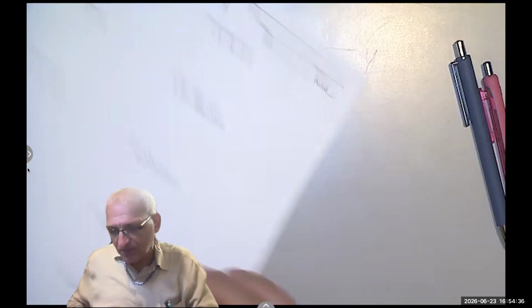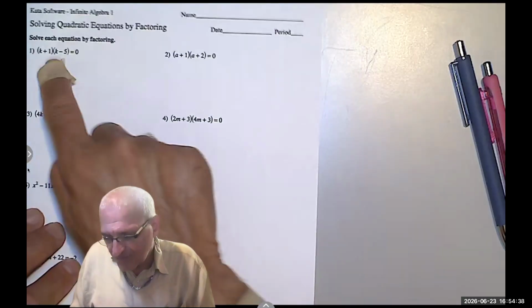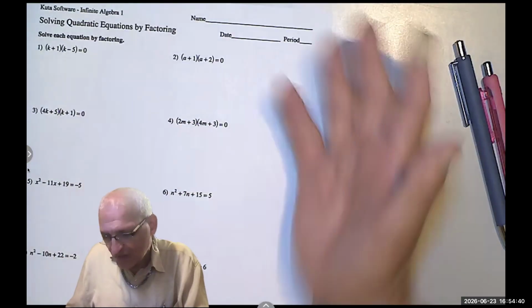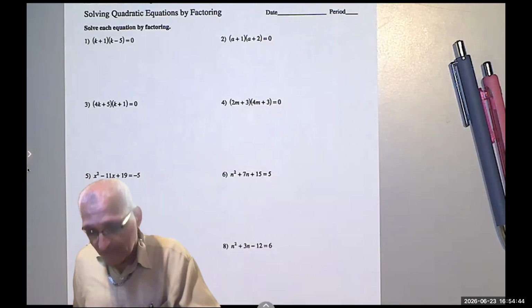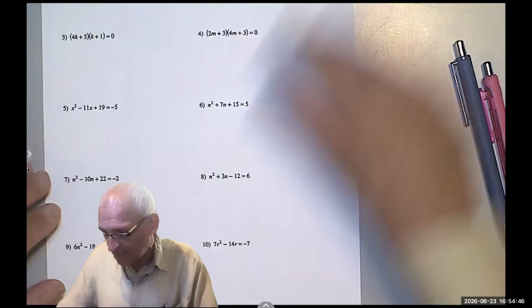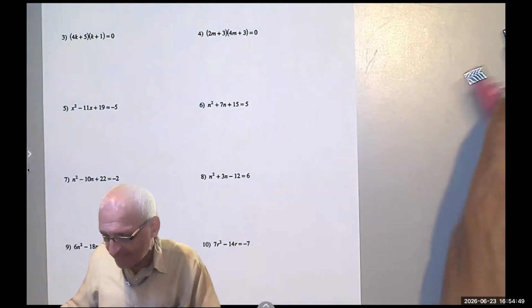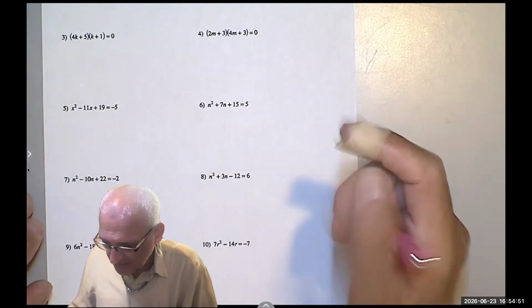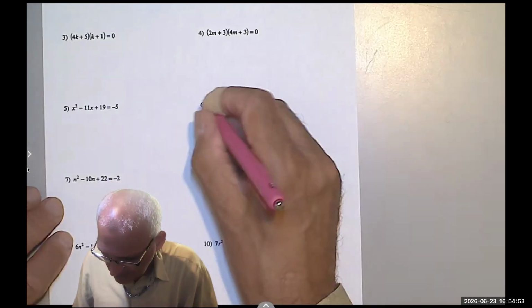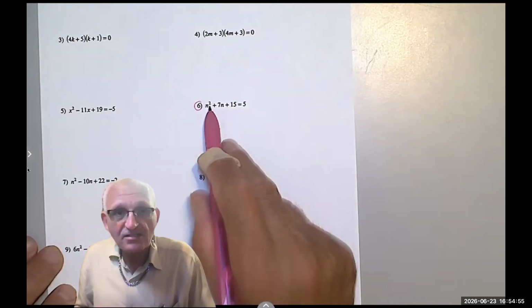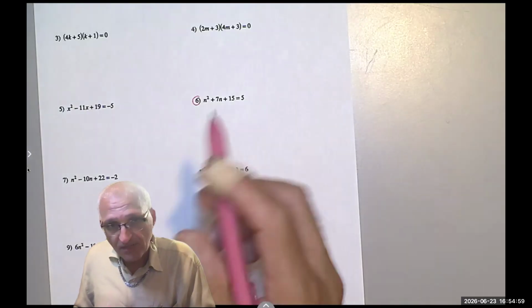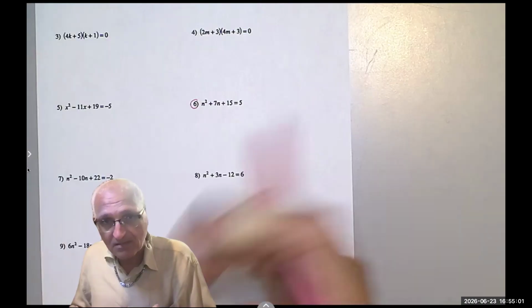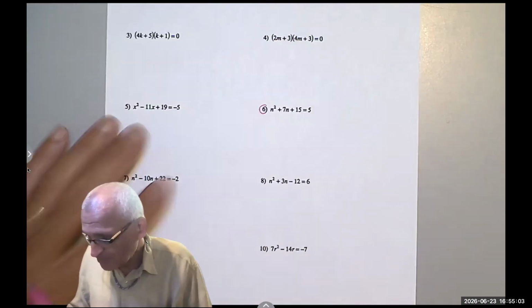Here is a handout. In fact, the first four problems, they already solved. They are factored for us. But we are going to do the remaining. I have 2 pages, so probably I'll do the even numbers. So we'll start with number 6. The highest power is square, so that's a quadratic. It's not cubic; if it's 3 or higher, that we will learn in Algebra 2.